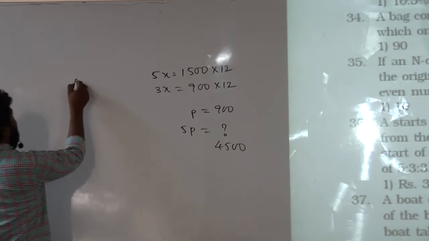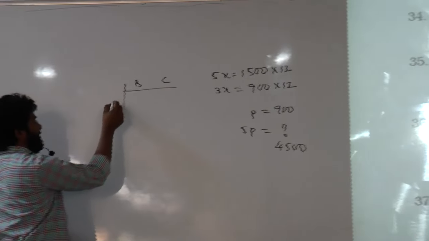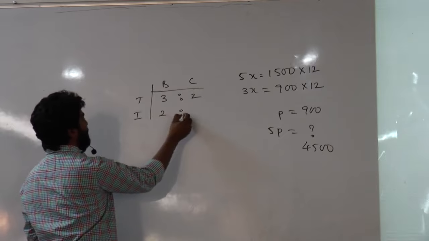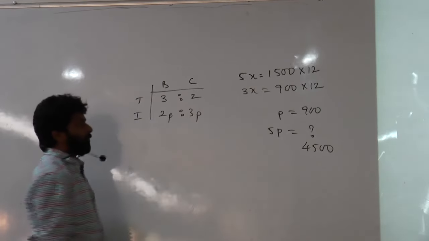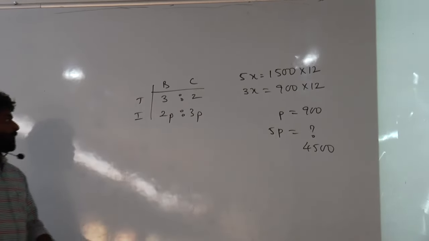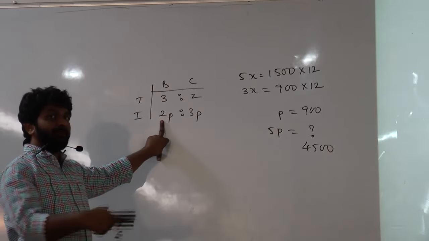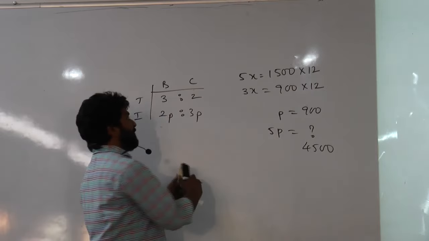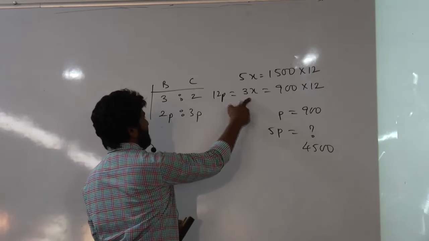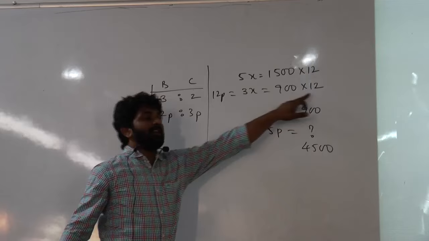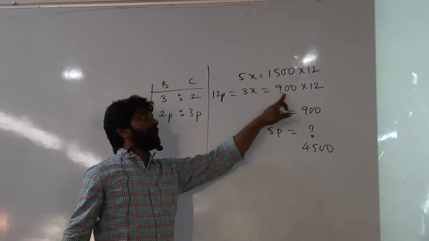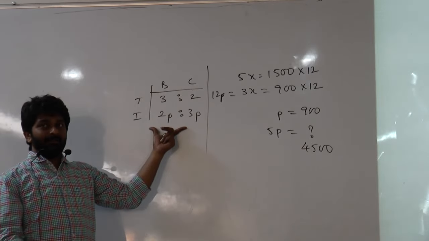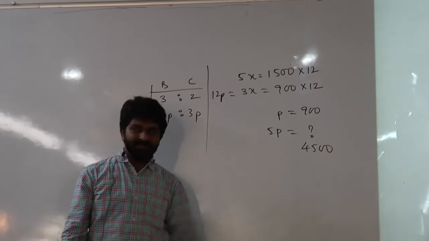See, the time ratio of B and C is given as 3:2. So the investment ratio must be 2:3. 2 parts and then 3 parts. B invested 2 parts for 6 months. That will be 12 parts. Hence this is equal to 12 parts. 12 parts is equal to 3x, which is equal to 900 into 12. If 12 parts is 900 into 12, 1 part is equal to 900. And you're asked about the investments of B and C together, which is 5 parts. 5 parts is 4500.